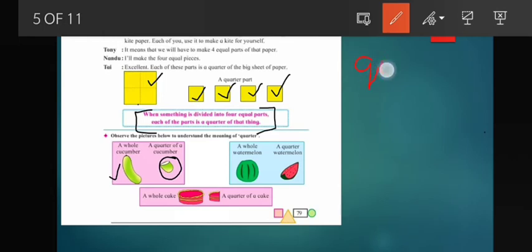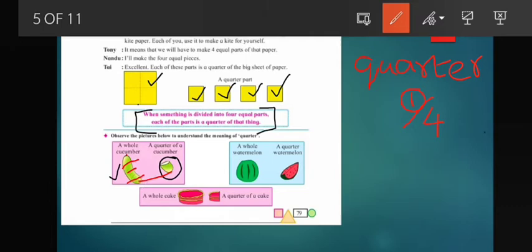Quarter means 1/4 part. See, there are 4 parts, but we are just talking about one part. Okay, so this cucumber is divided into 4 parts. 1, 2, 3, 4. So this is just this part.